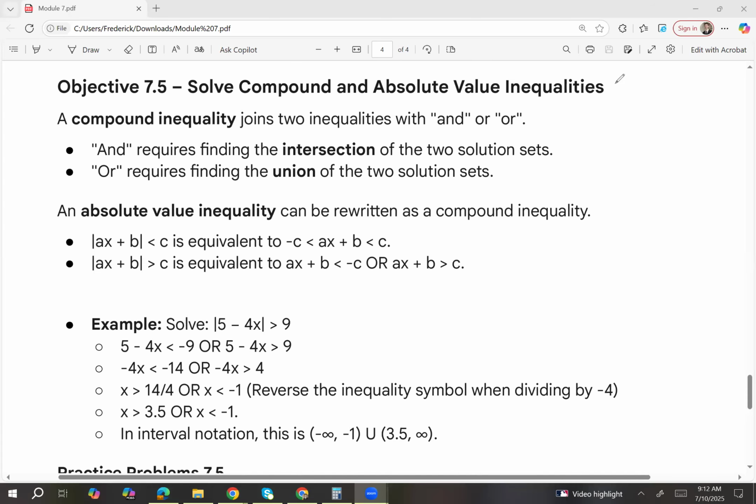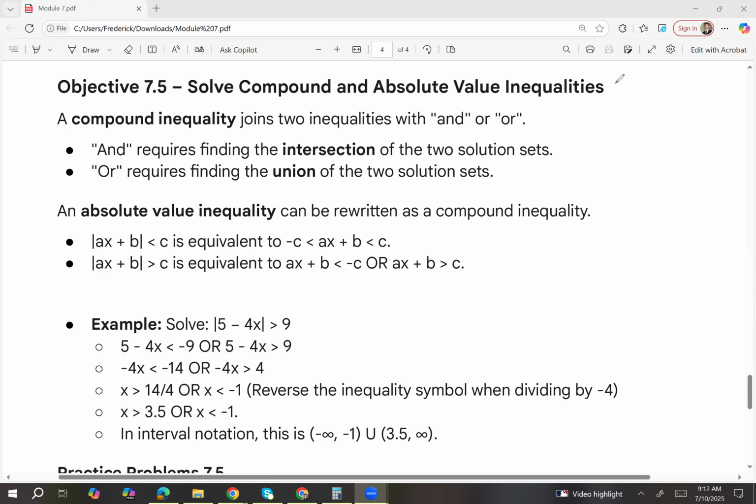Okay, 7.5, our last section of Module 7, where we're going to solve compound inequalities and absolute value inequalities. What we mean by a compound inequality is that it joins two inequalities with the word and or. When we see and, that requires that we find the intersection of the two solutions we get from the inequality. When we see or, that means we're finding the union of the two solutions.